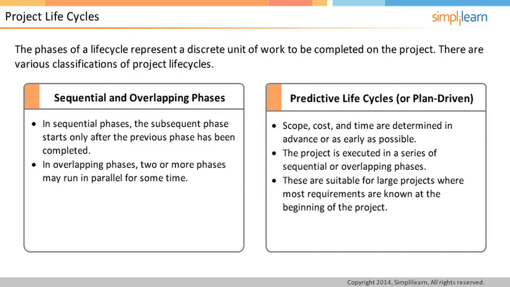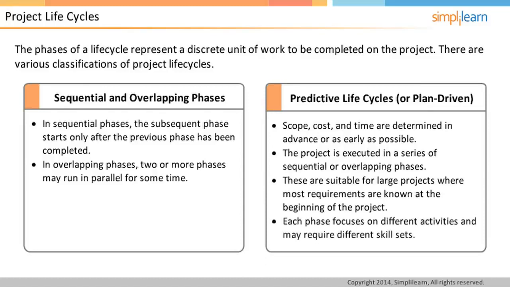Another feature of predictive life cycles is that each phase may potentially be different in the nature of activities and may require people with different skill sets. For example, the traditional software development life cycle has phases like requirements, feasibility, planning, design, construction, testing, and transition. We will continue project life cycles in the next screen.